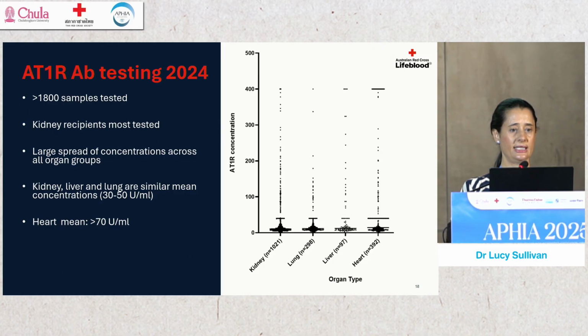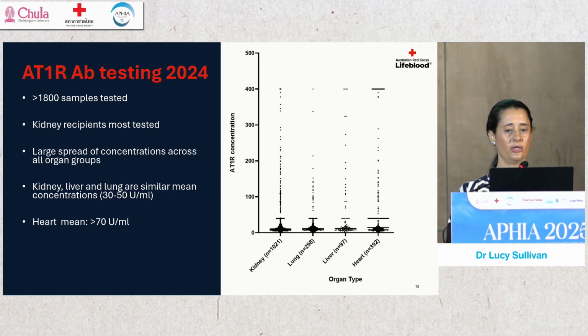In terms of our testing numbers, these are the numbers from 2024. We tested nearly 2,000 samples, and we've seen a huge increase over the last couple of years. The kidney transplant recipients are the most tested. However, the hearts and lungs win the most improved award. If I'd shown you this slide a couple of years ago, you would see almost 0 heart and lung patients tested.